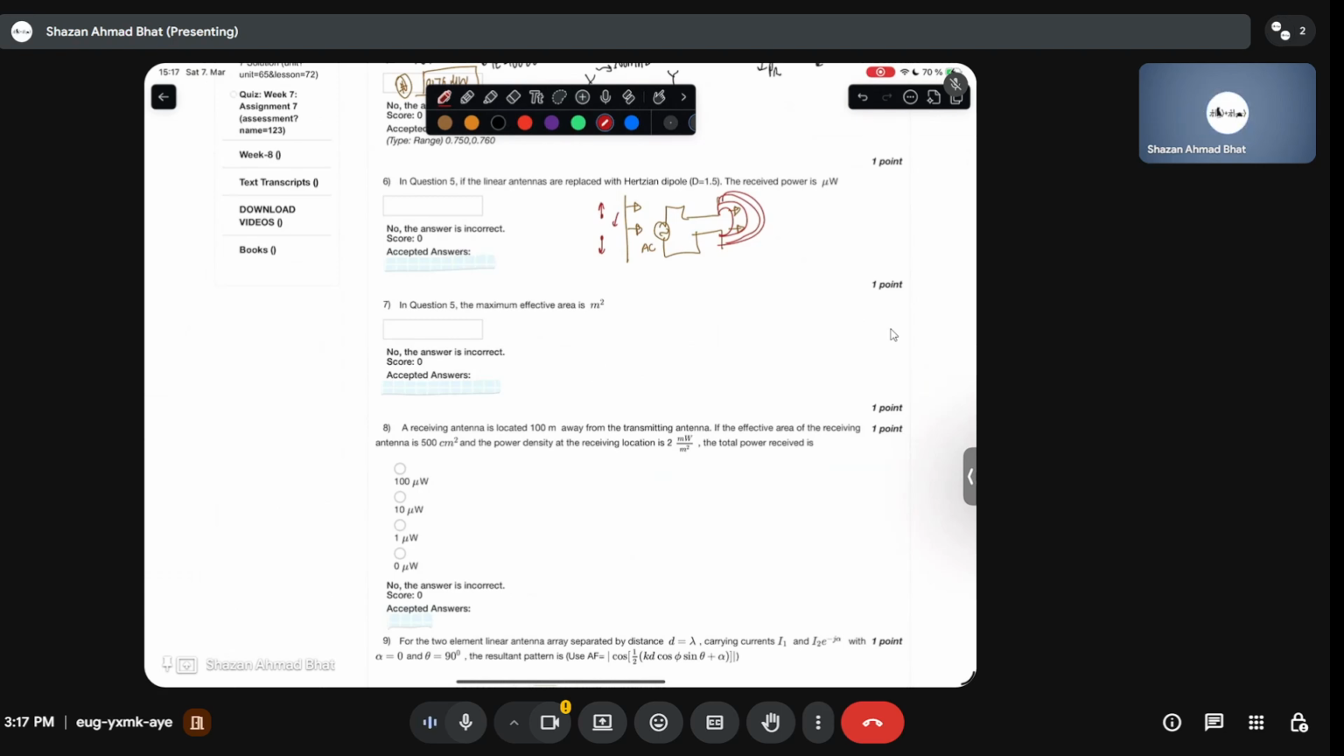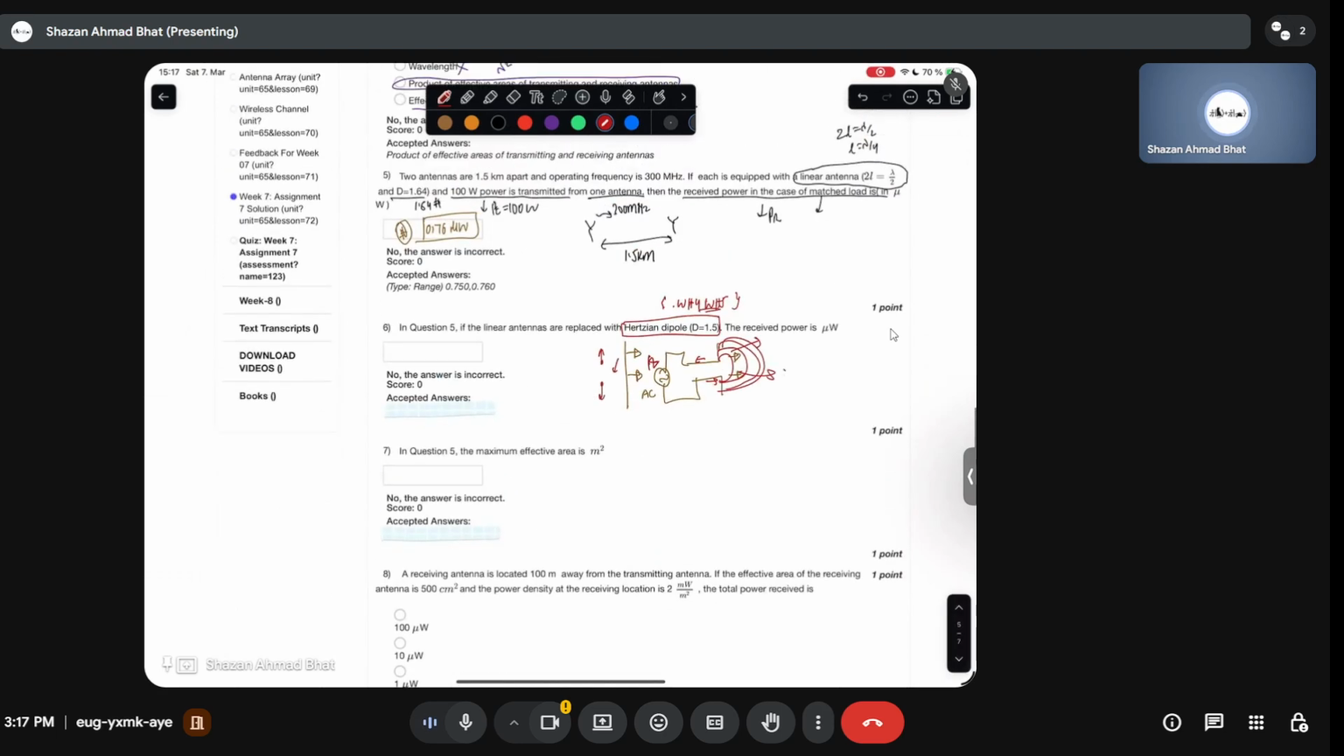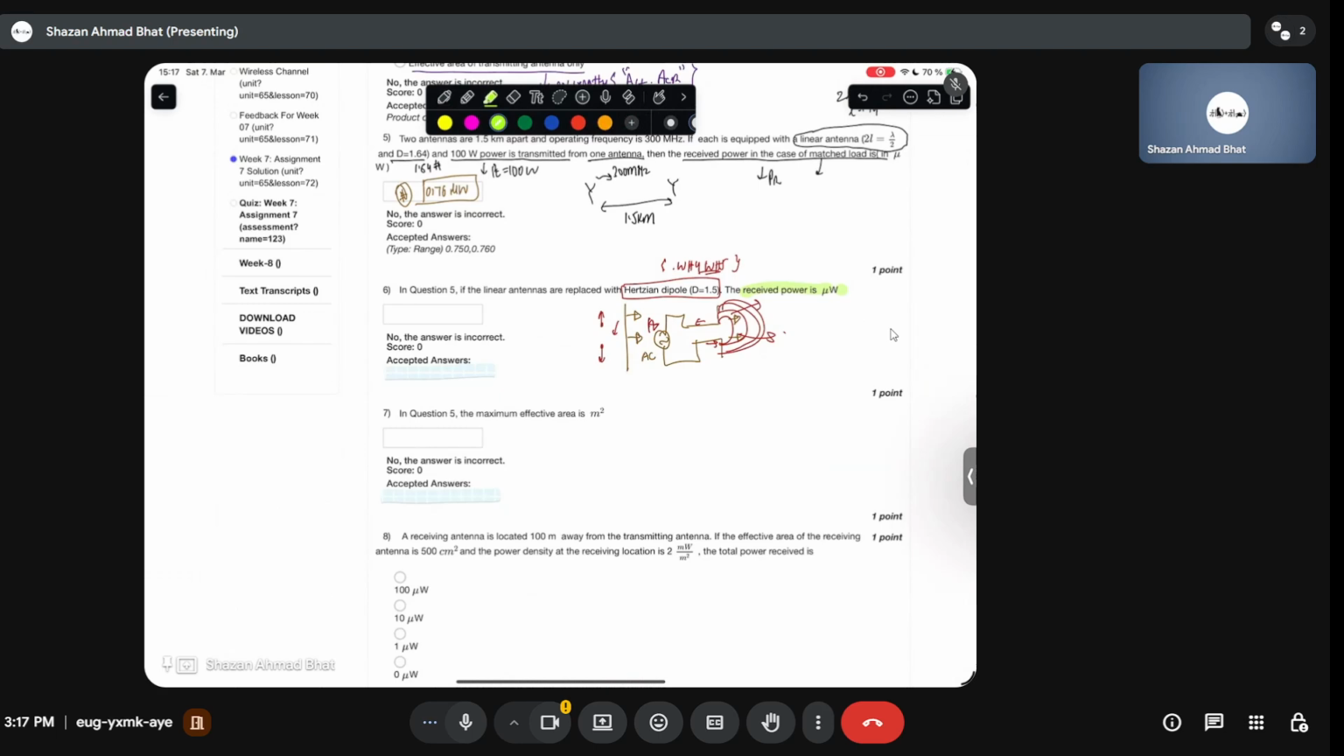Here, essentially because of the alternating voltages, there is back and forth motion of these electrons. They radiate the electromagnetic wave. You can just look up the Hertzian dipole. I think we covered the Hertzian dipole in the initial weeks, I guess week 4 or week 5, you can refer to that. And we need to compute the received power if it was a Hertzian dipole. So how does it change the scenario?